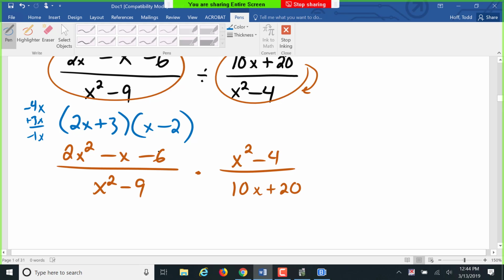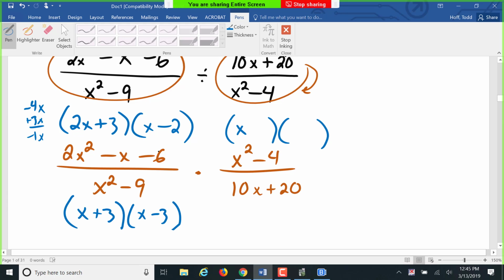On the bottom here, x squared minus 9 factors into what? X plus 3, x minus 3. Good. X squared minus 4 factors into x plus 2, x minus 2. And 10x plus 20? Perfect. We're just factoring out that common factor of 10. 10 times x plus 2.